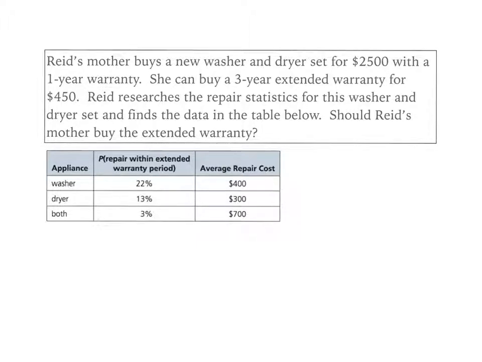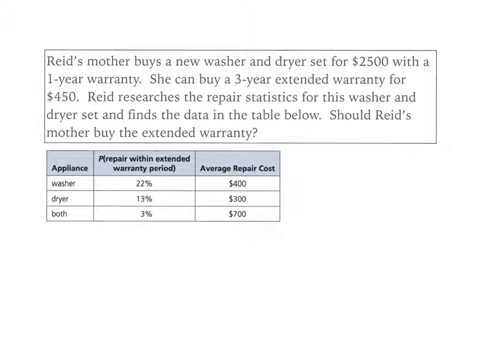Reed's mother buys a new washer and dryer set for $2,500 with a 1-year warranty. She can buy a 3-year extended warranty for $450. Reed researches the repair statistics for this washer and dryer set and finds the data in the table below. Should his mother buy the extended warranty?